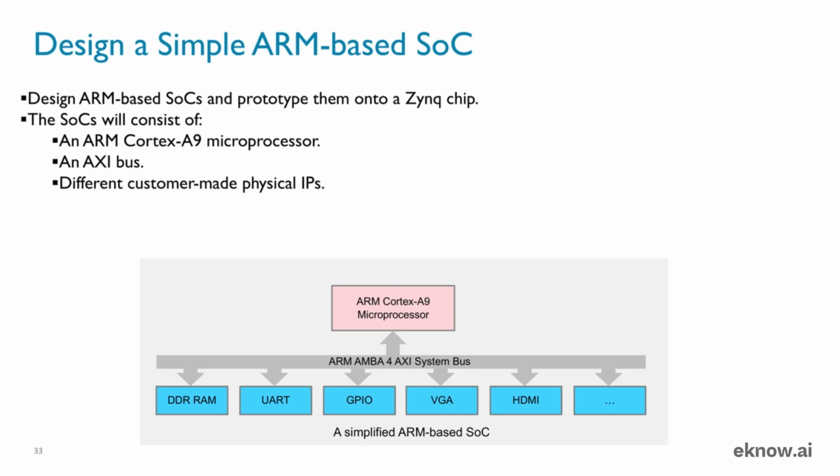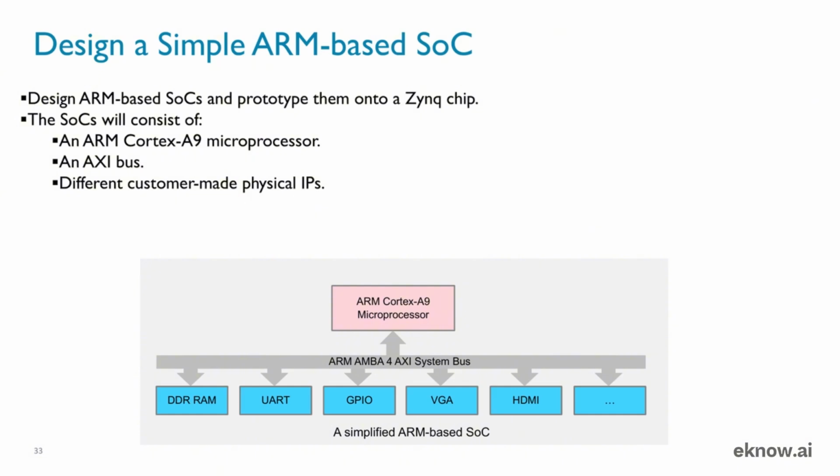Now we get to the really practical and exciting part: designing our own simple ARM-based system on chip. The overall goal here is to take all the concepts we've been discussing and actually design an SoC, then create a working prototype of it on a ZYNQ chip. Remember from our previous discussion, a ZYNQ is a type of programmable SoC, which makes it a perfect platform for this kind of hands-on development.